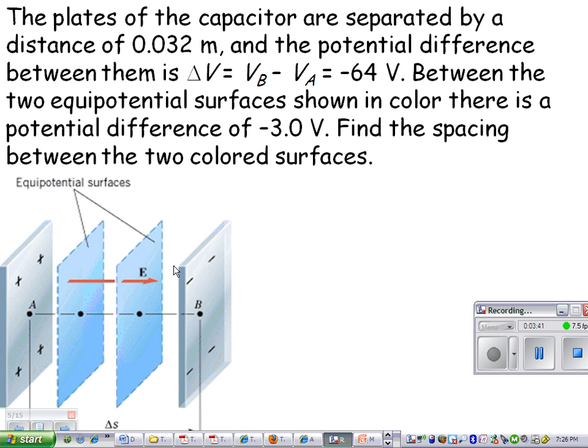So we're going to have to find the electric field between these two plates, and what we need to know about a parallel plate capacitor is that the electric field in between is constant, never changes. So you can find the electric field from the first information that we're given, and then using that same electric field, because it stays constant the whole time between the two plates, find the distance between those two surfaces.